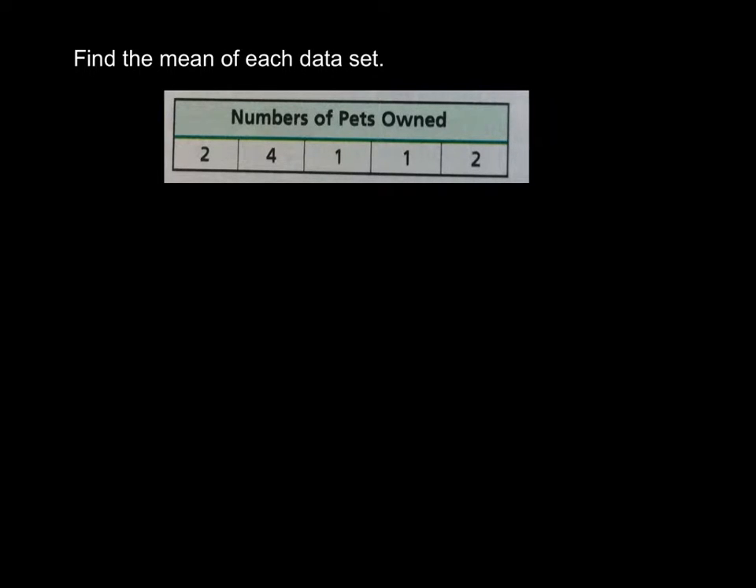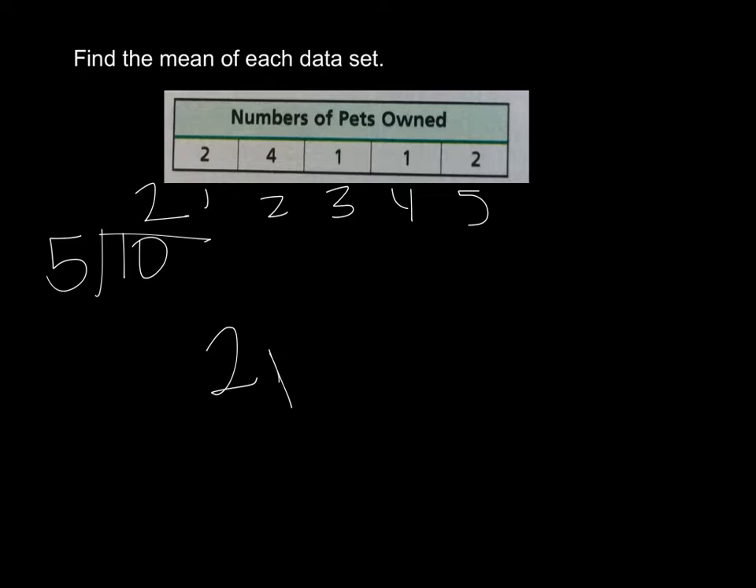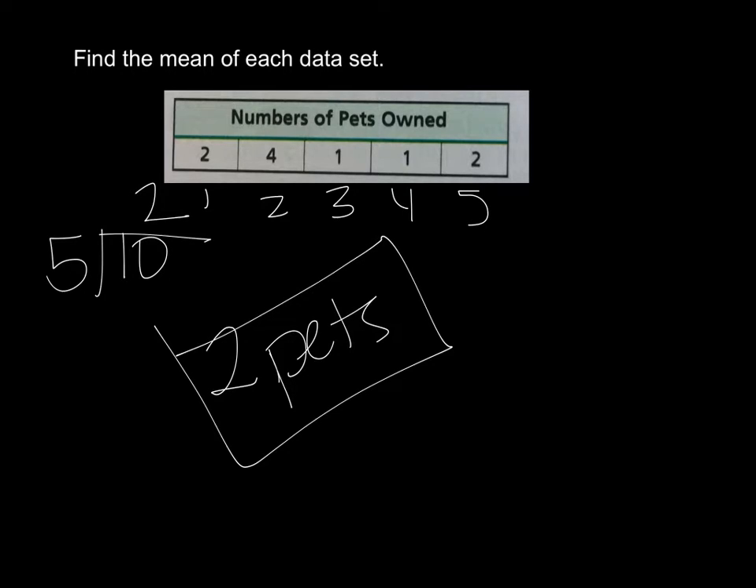This one should be a little bit easier. 2 plus 4 is 6, 7, 8, 9, 10. So if I add them up, I'd get 10. And I count how many numbers did I add up? 1, 2, 3, 4, 5. 10 divided by 5 is 2. 5 goes into 10 twice. So my answer would be 2 pets, which would be my average number of pets owned.